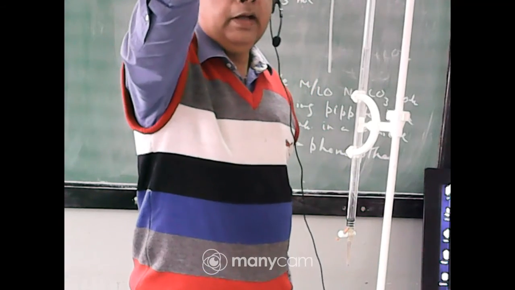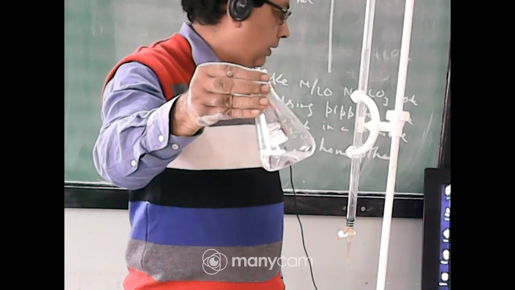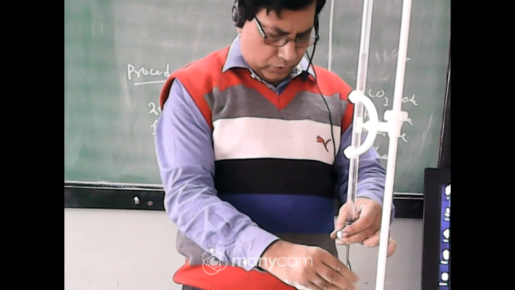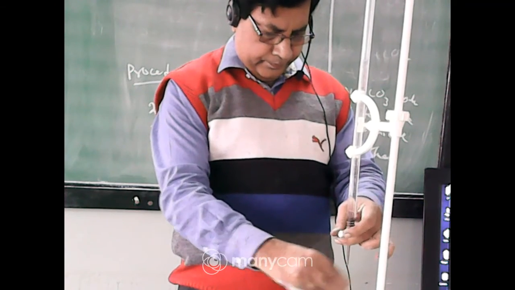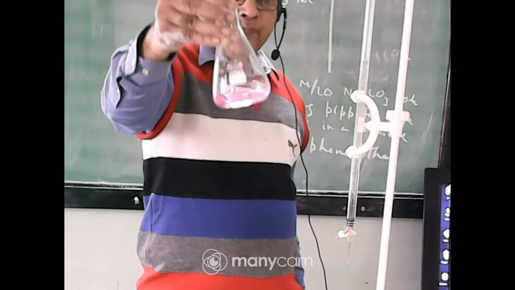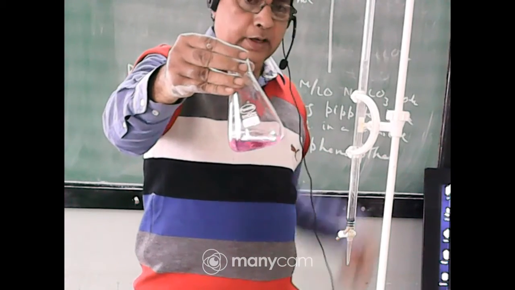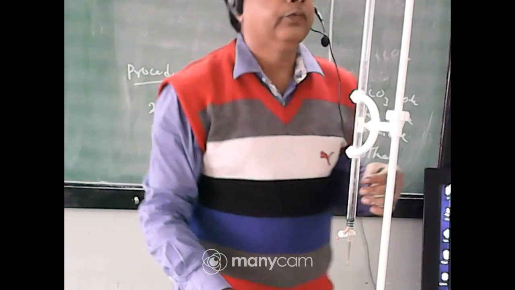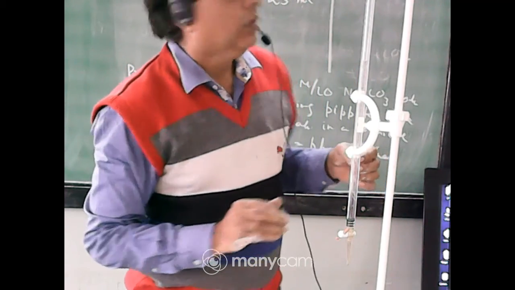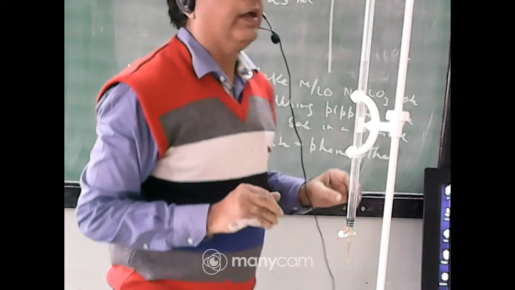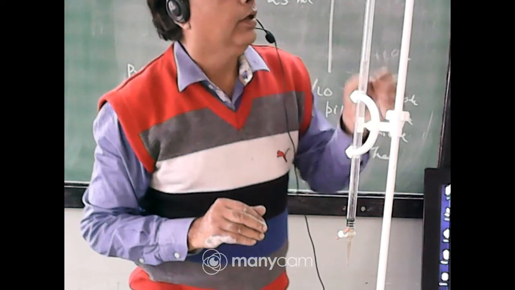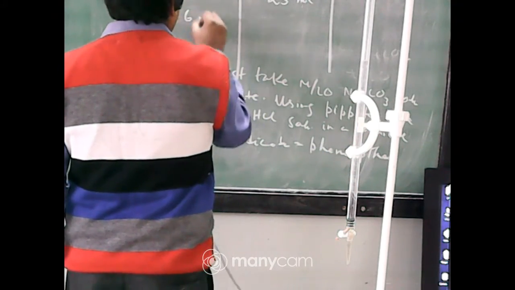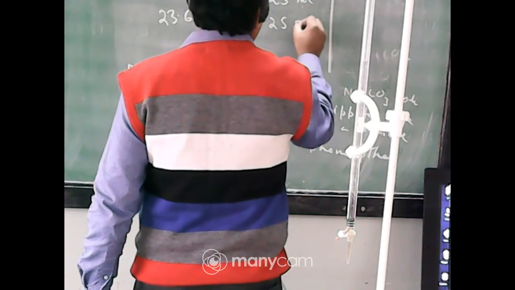So this very light pink color solution appeared. The deep color disappears. You again add the solution. This is the pink color. See this, very light pink color appears. See the color. Now you note the reading. First time the reading is 23.5 ml and this time the reading is 23.6 ml, here also 25 ml.